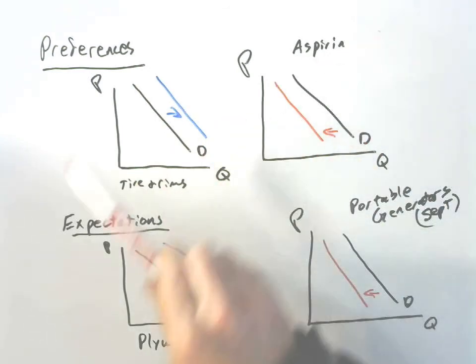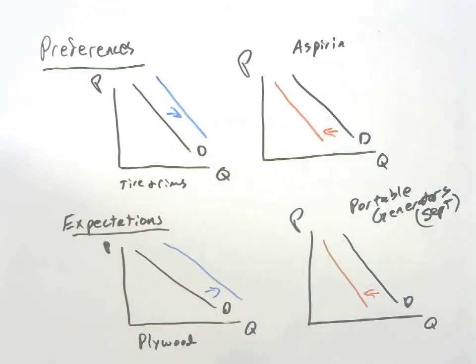This is the final batch of demand curve shifters that we will cover in this class. In the next video we will construct our supply model.